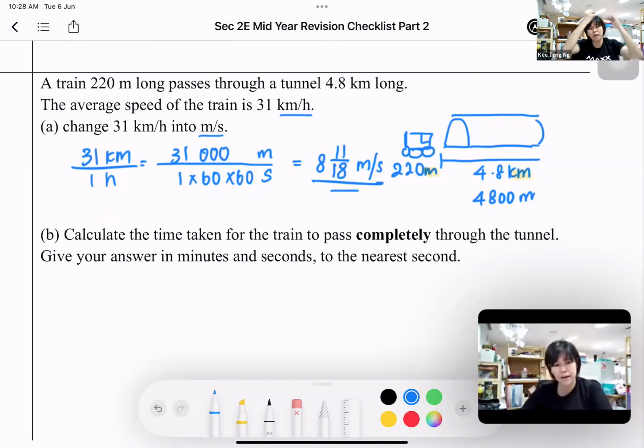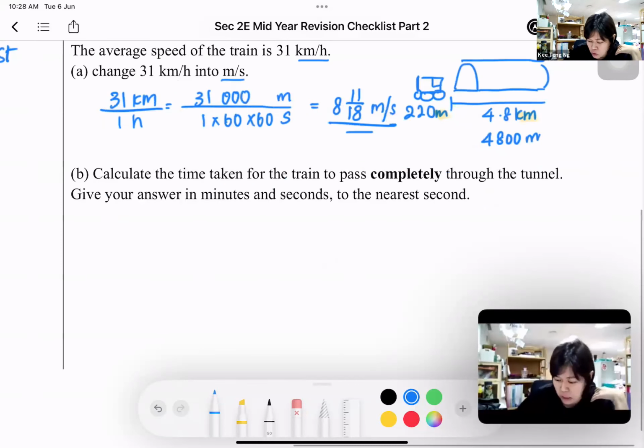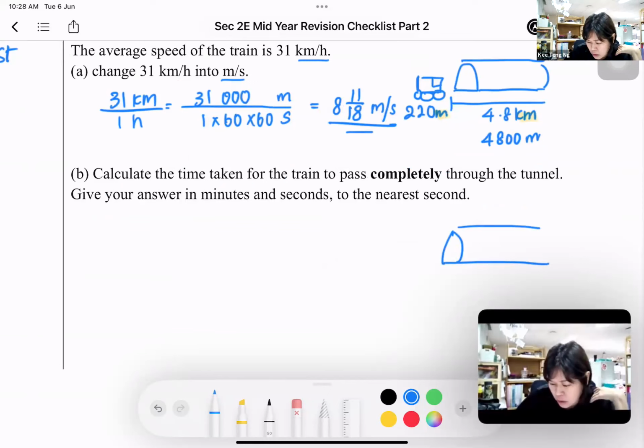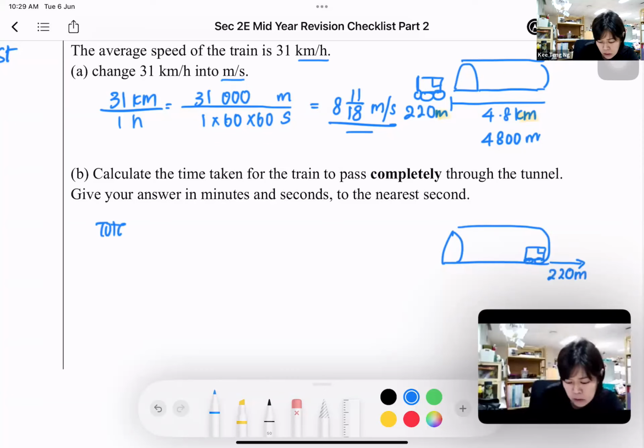Okay, calculate the time taken for the train to pass completely through the tunnel. You notice this is your tunnel here. If my train starts to travel, by the time it travels 4,800 meters, it is still inside my tunnel. I need it to pass completely outside the tunnel. So I need to add another 220 meters. So my total distance is actually 4,800 plus the 220 meters.